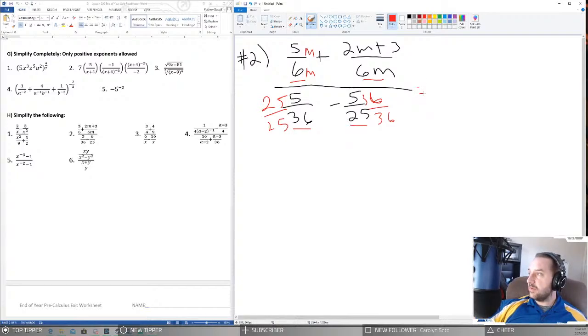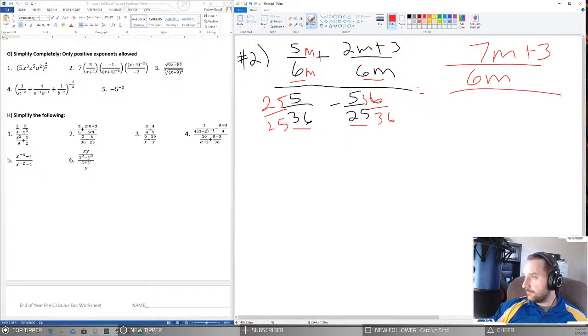So this is going to give me 5m plus 2m plus 3 over 6m. So I combine that. If you want to, you can just rewrite this instead of saying 5m plus 2m. You can just write that as 7m. And then over, so now we're going to have to get out our calculator, mainly because doing things in our head can mess us up.